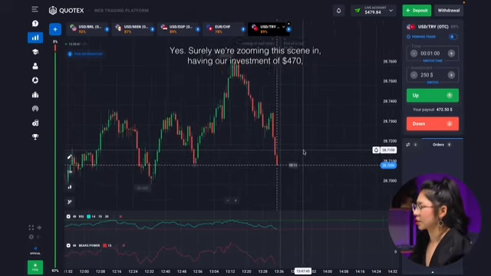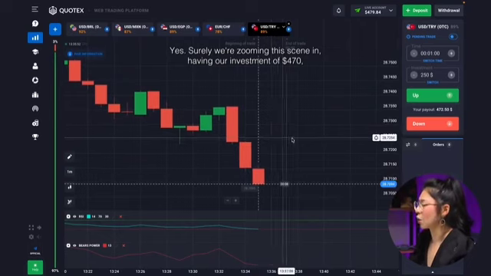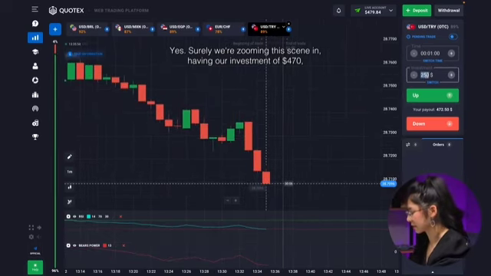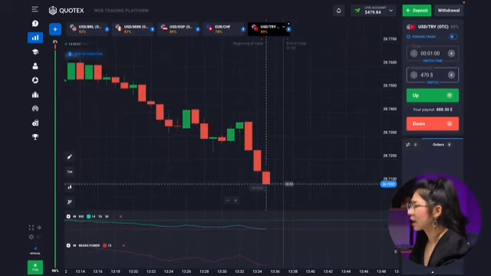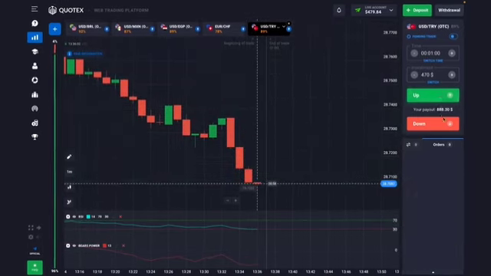Maybe it's going to be the prevailing situation for the bears. Yes, surely we're zooming this in, having our investment of $470. And I think it's not too early to go with the call option. And let's try.